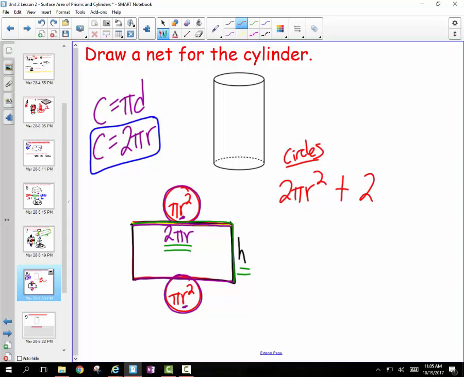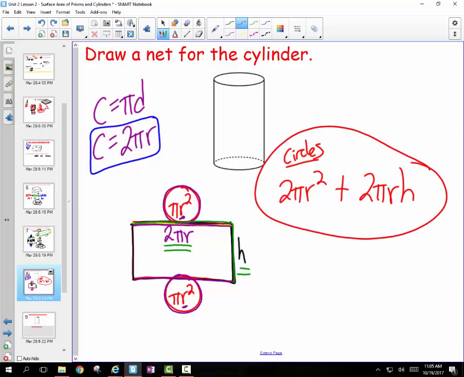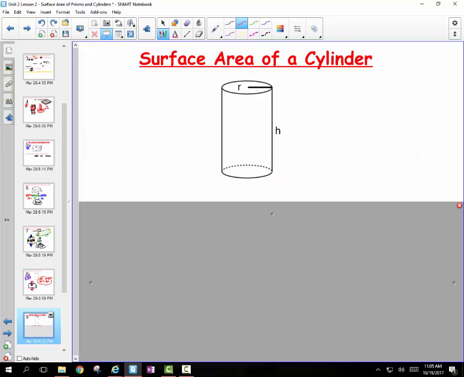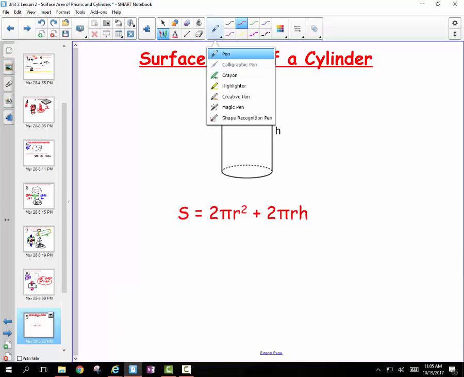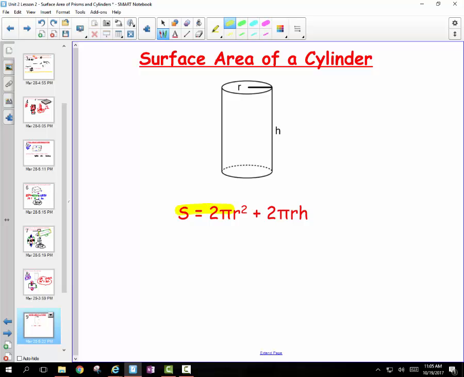2 pi r times h, which leads us to a very important and valuable situation here, where I have the area of the circles, and I have the area of the face on the side, and I now have the formula for the surface area of a cylinder. So pretty important in your notes that you want to make sure that you have jotted down. The surface area of a cylinder is 2 pi r squared plus 2 pi r h.